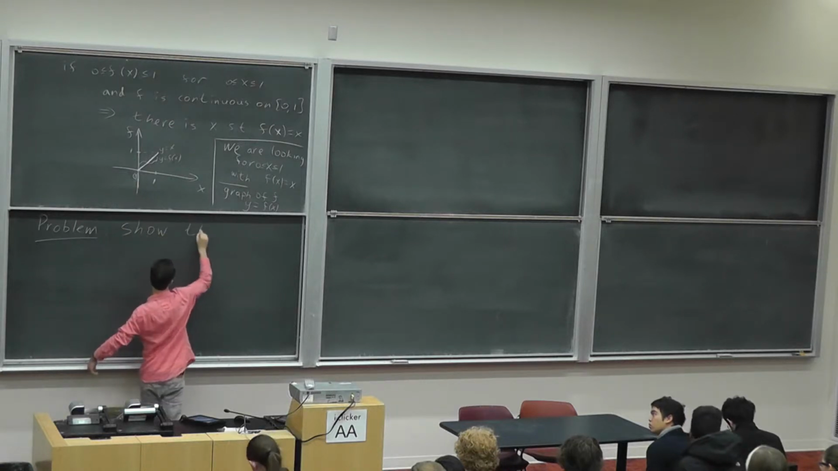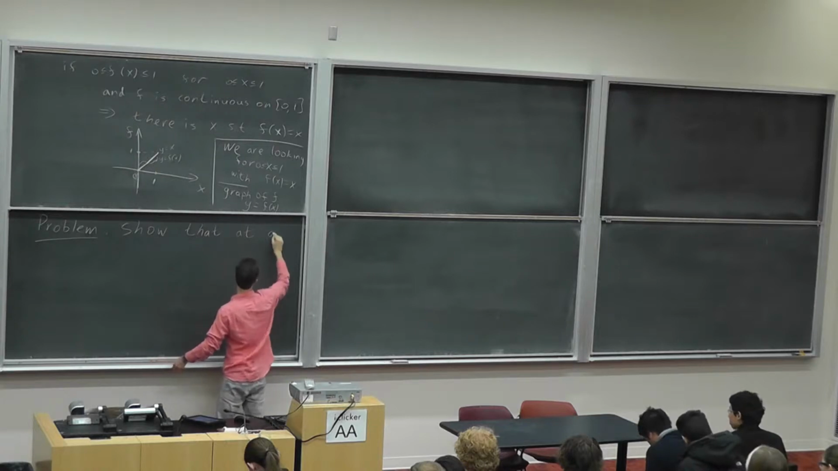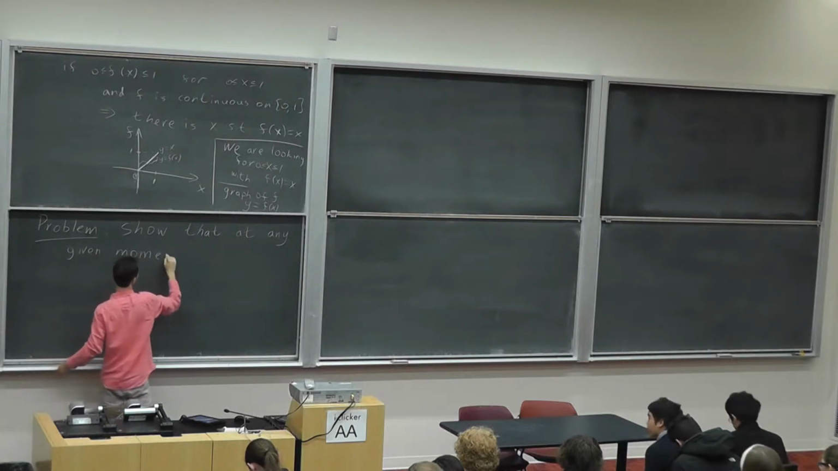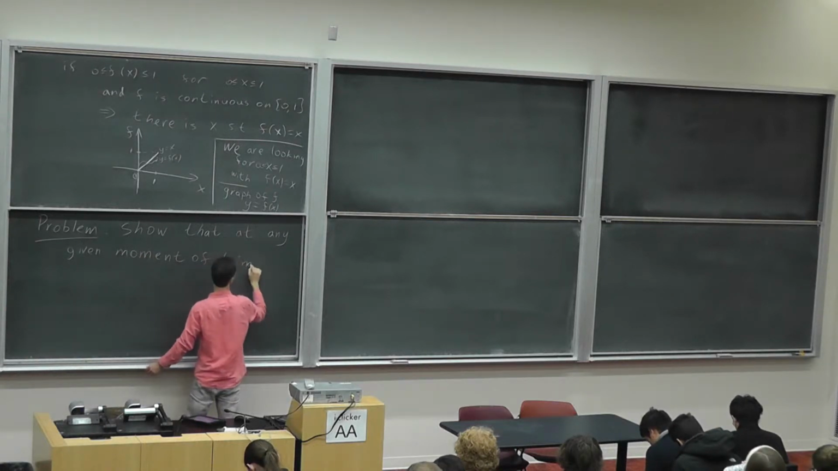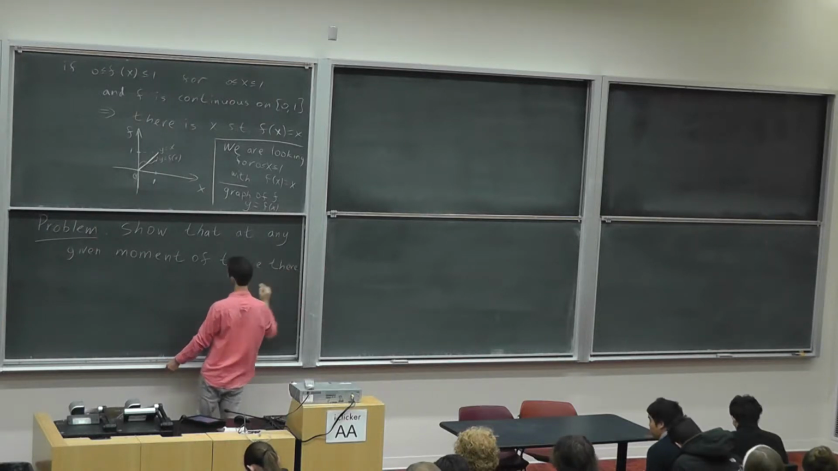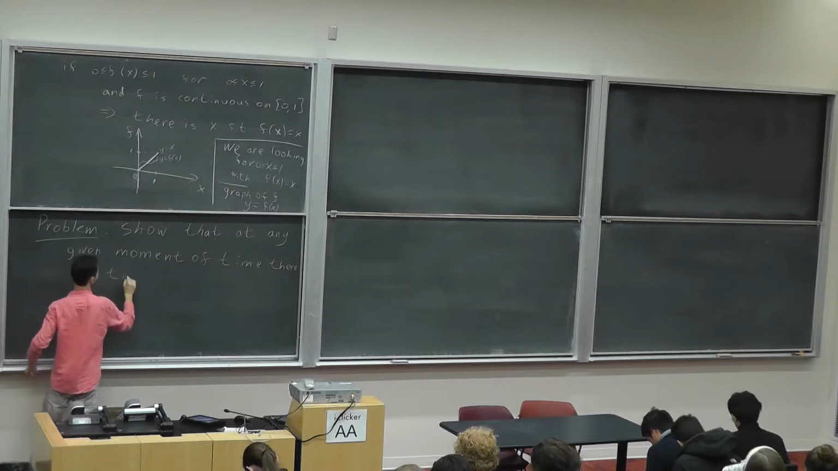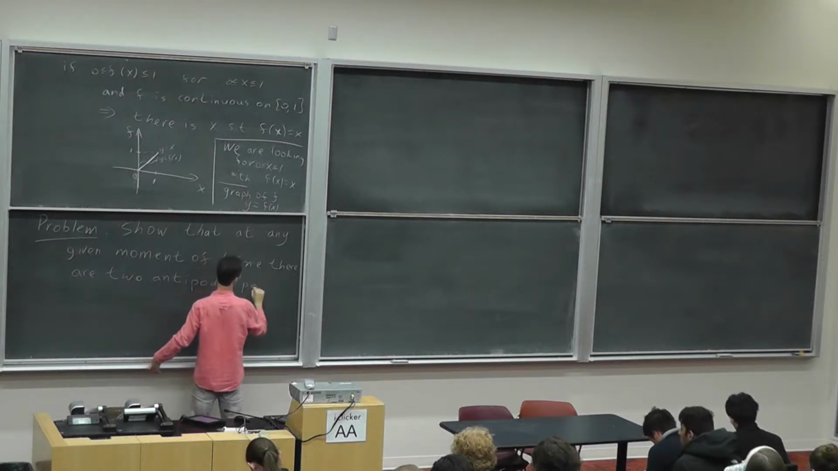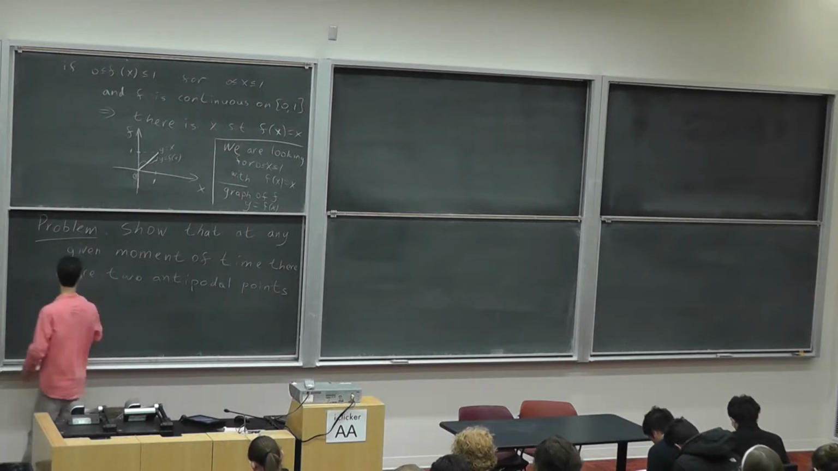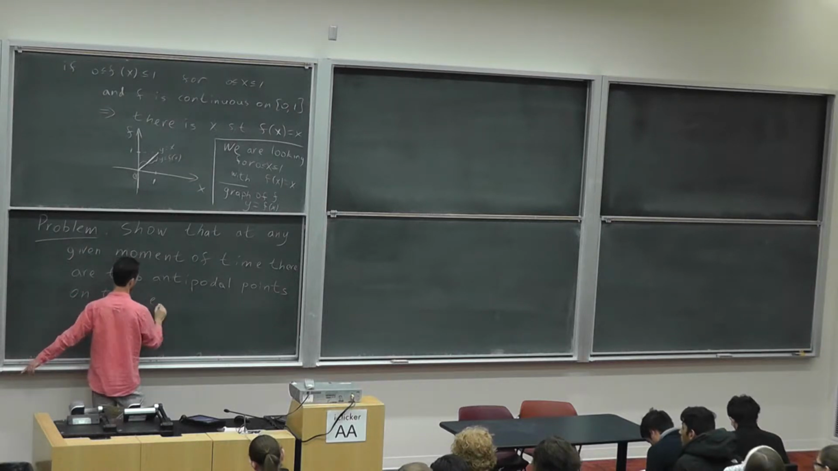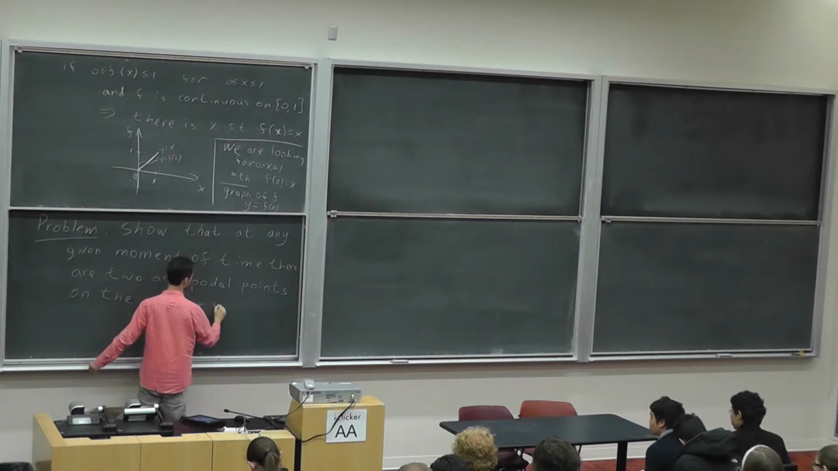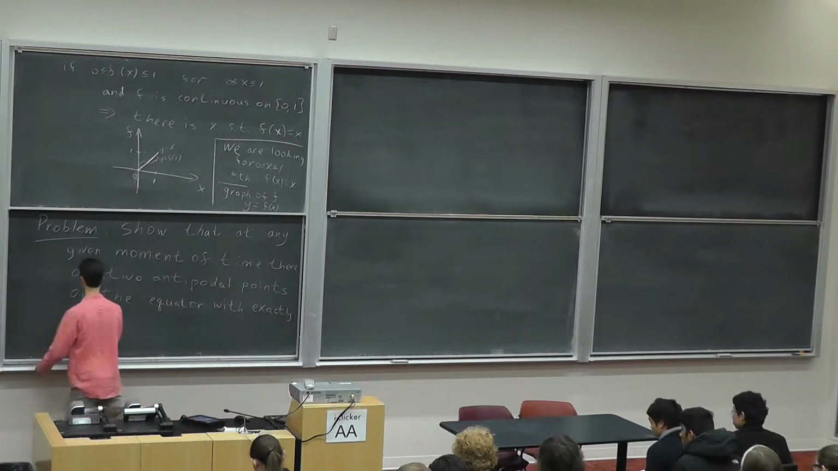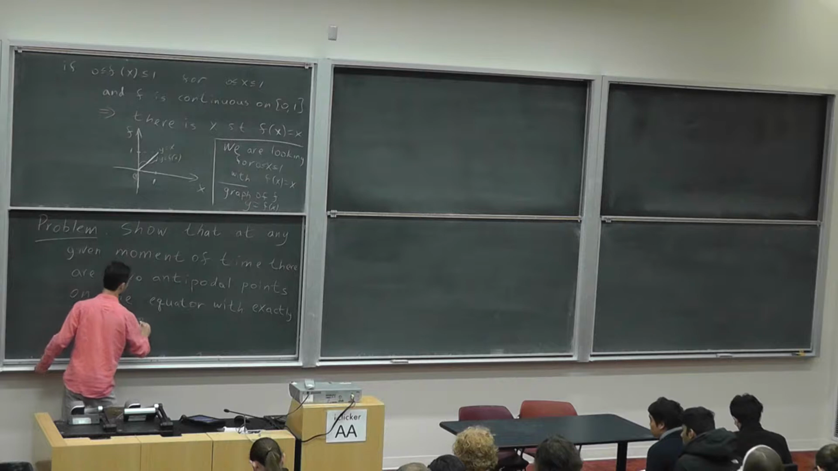Show that at any given moment of time, there are two antipodal points on the equator with exactly the same temperature.